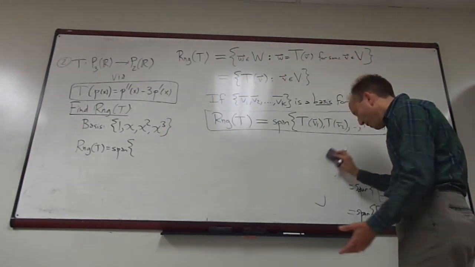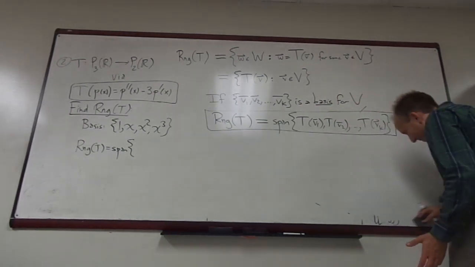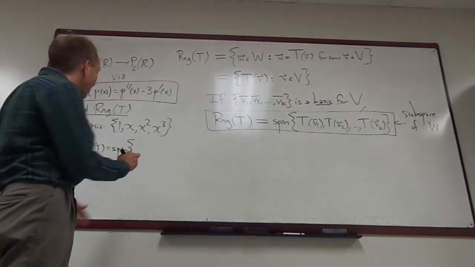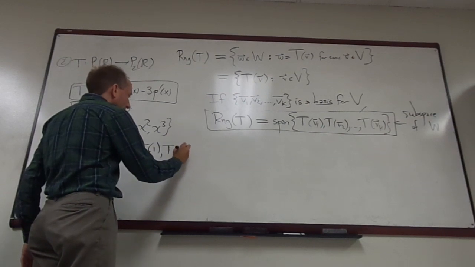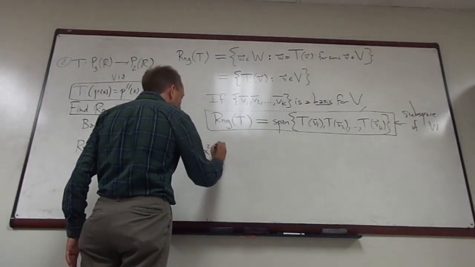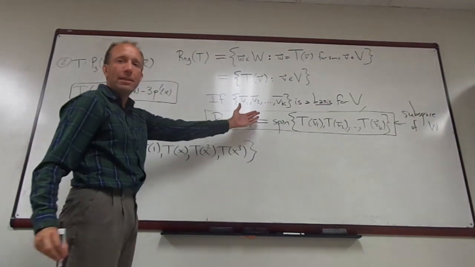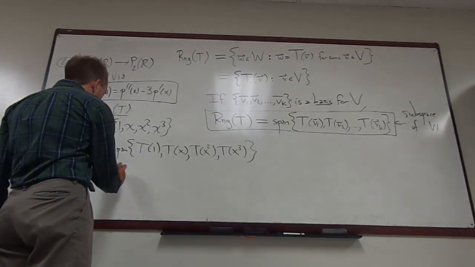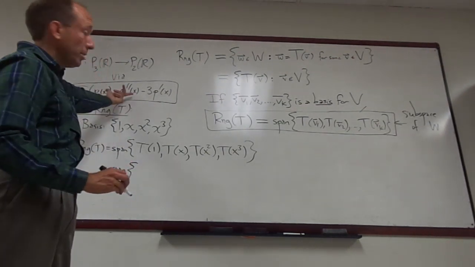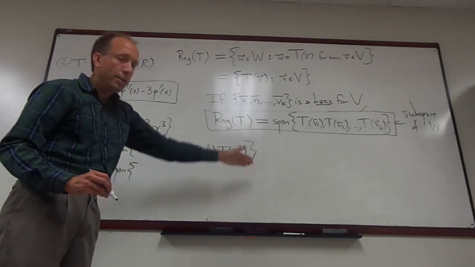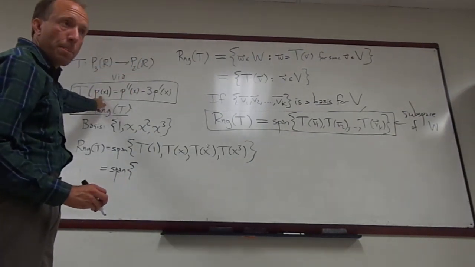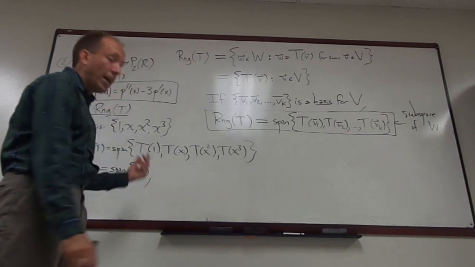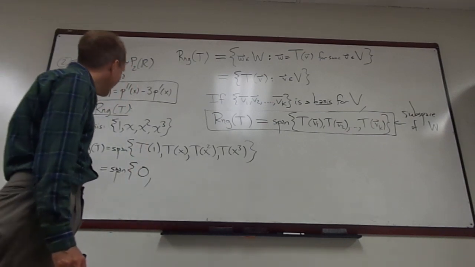So the range of T is just the span of T of 1, T of X, T of X squared, and T of X cubed, right? That's what this says. Take the span of the transformation of the basis. So all we have to do is transform, using this formula in the box, each of these four things. If I plug in 1, then I take 2 derivatives of it and subtract 3 times 1 derivative of it. That gives me 0. So far I haven't spanned anything, so we're not getting much so far.